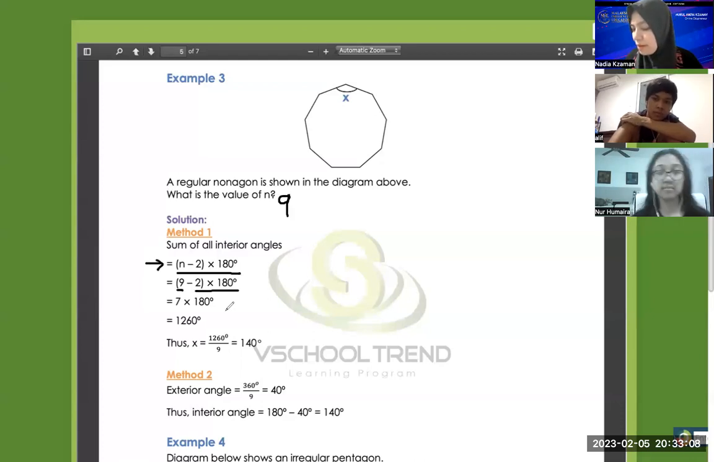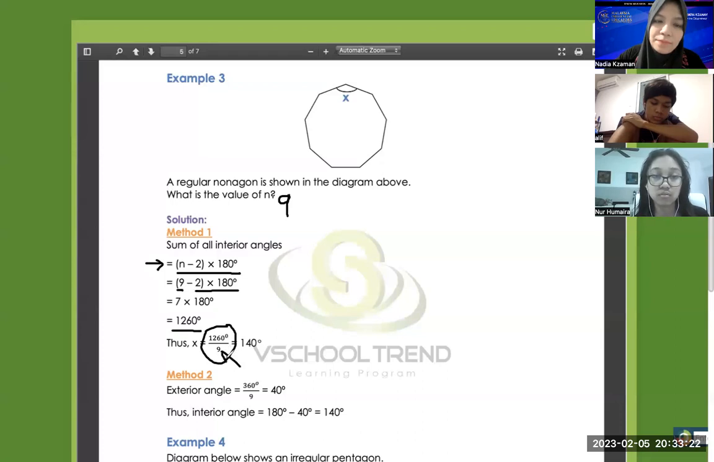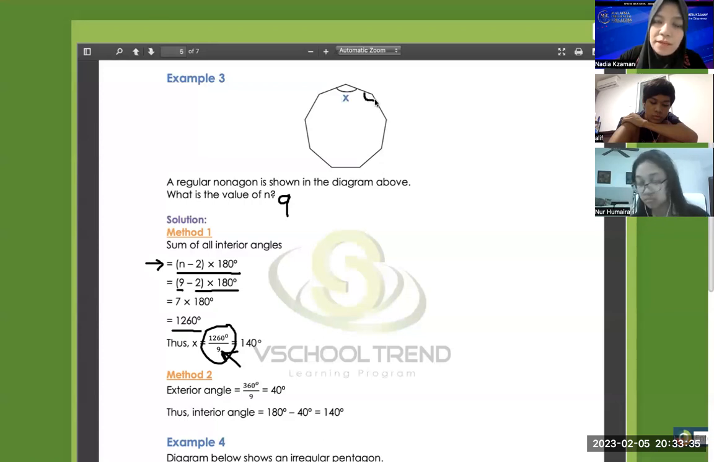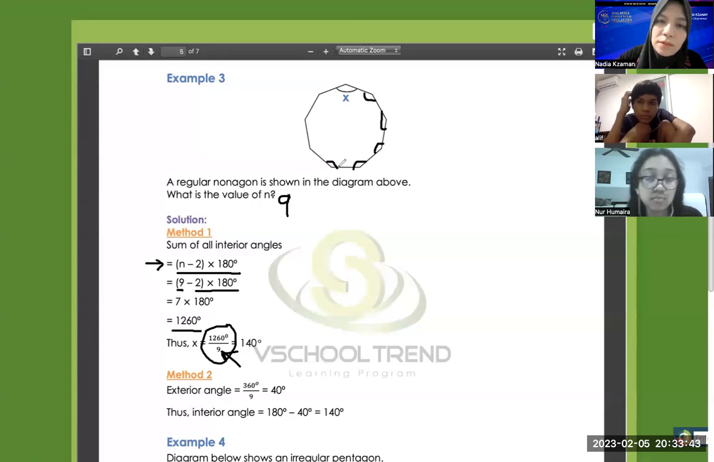Yeah, 180. You get 1260 degrees. So what you need to do is divide by the 9 sides. So you have the total of the angles and divide by 9, you get 140 degrees each. So the value of x, or each angle that we have at each corner, is equal to 140 degrees.